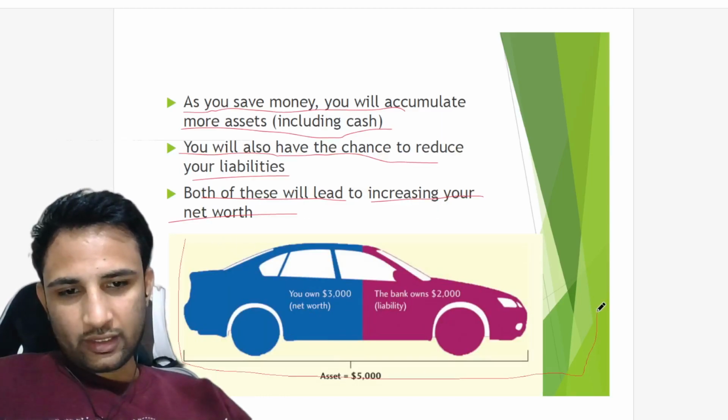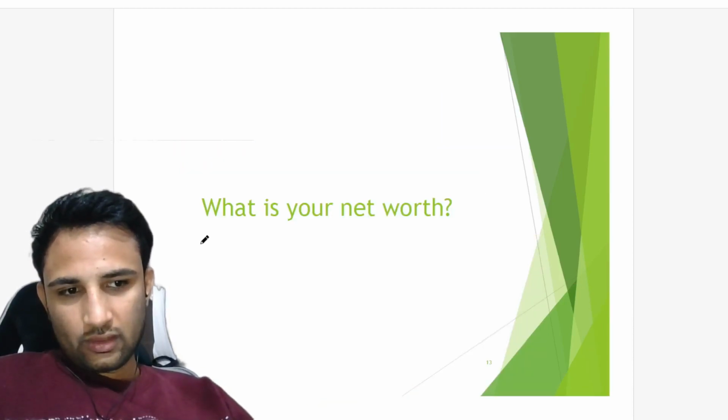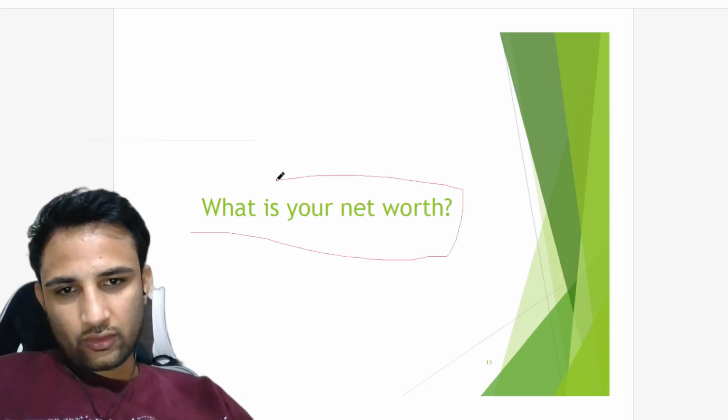So here we can see a car is an asset which is worth $5,000, but the bank is owed $2,000 on this car, so that is a liability. So the net worth will equal 5,000 minus 2,000 equals $3,000. What is your net worth?